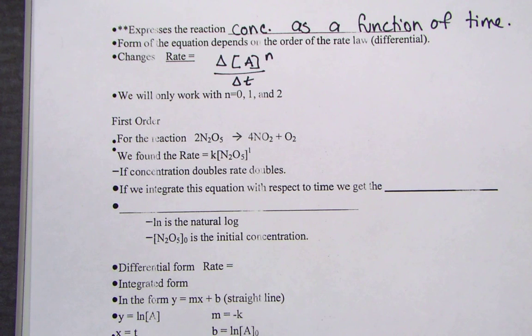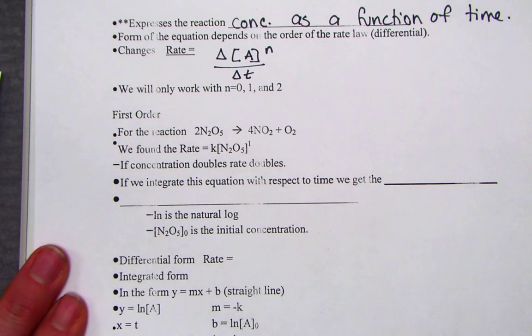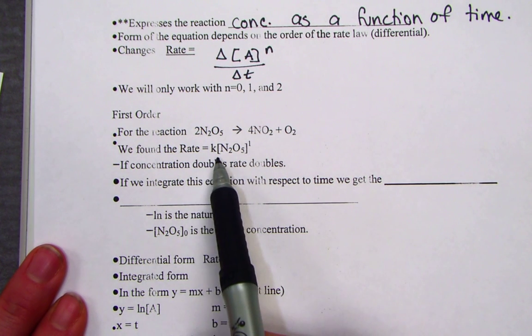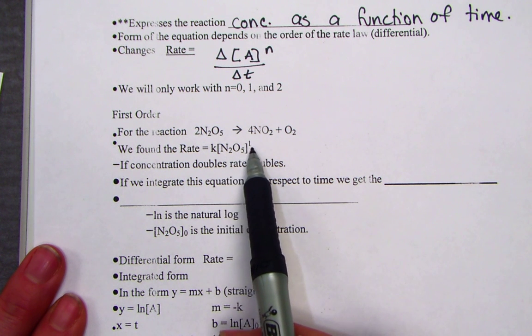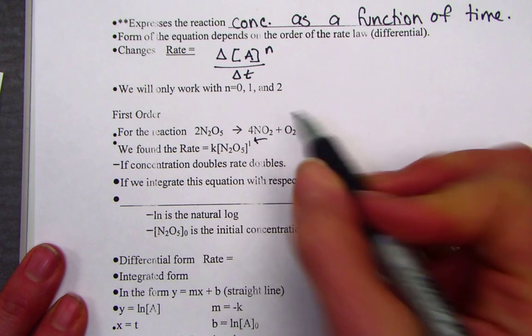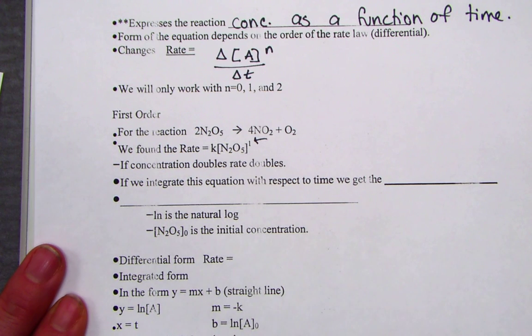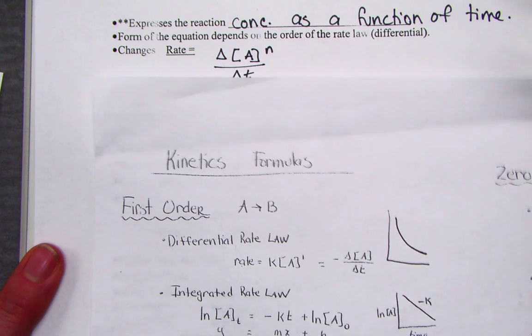We'll look at what's known as a first order integrated rate law, and we'll begin by considering this equation. Suppose we have 2 units of N2O5 producing 4 units of NO2 and an oxygen. If we found that the rate is equal to K times the concentration of N2O5, it's first order with respect to our reactant. As soon as I see that first order, I now know where to focus my attention on my equation page.